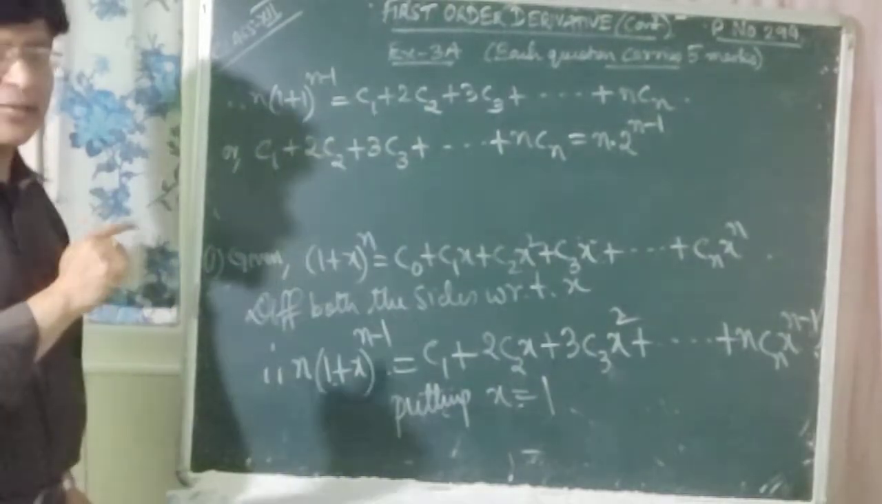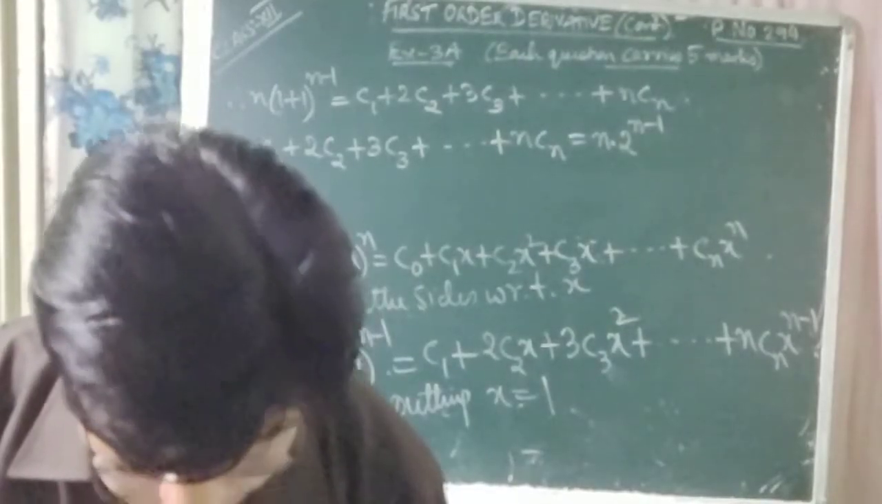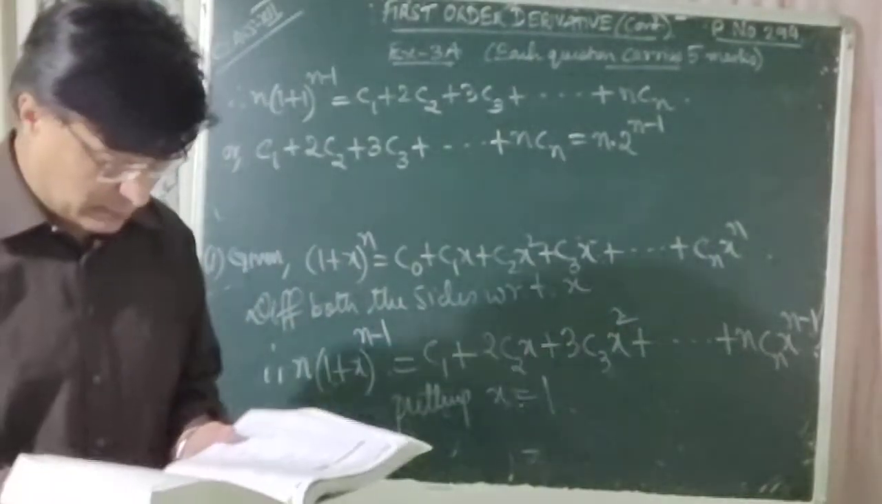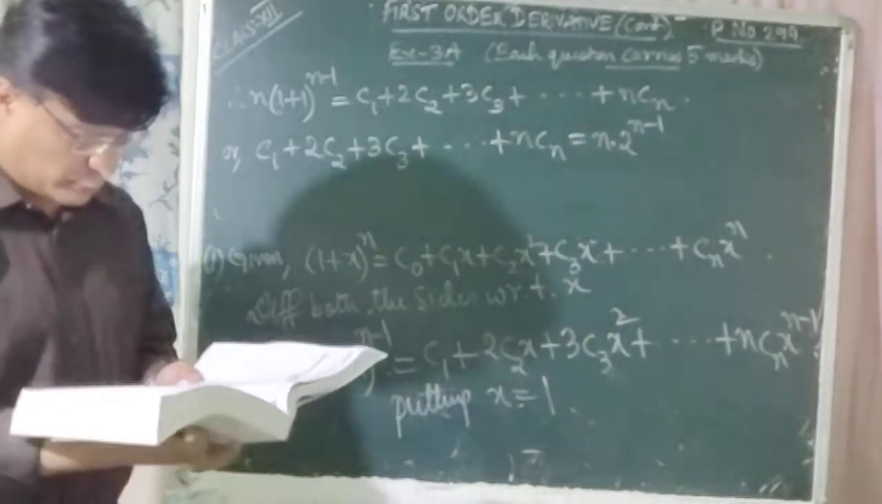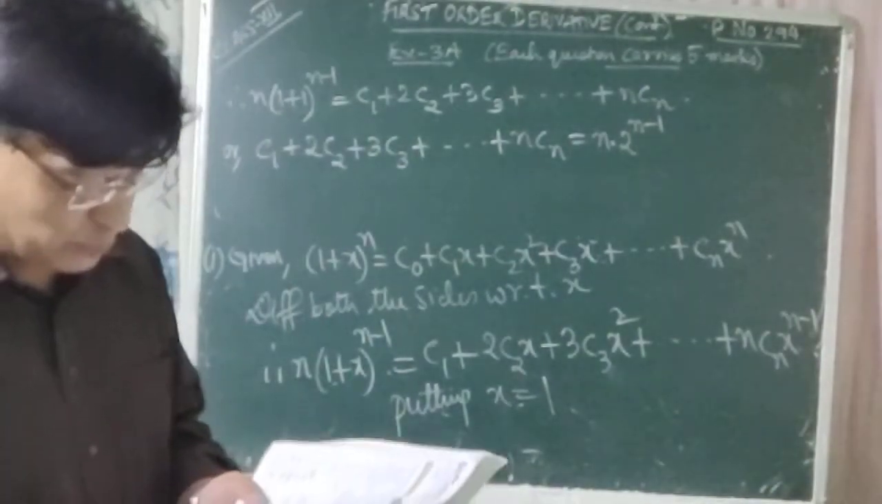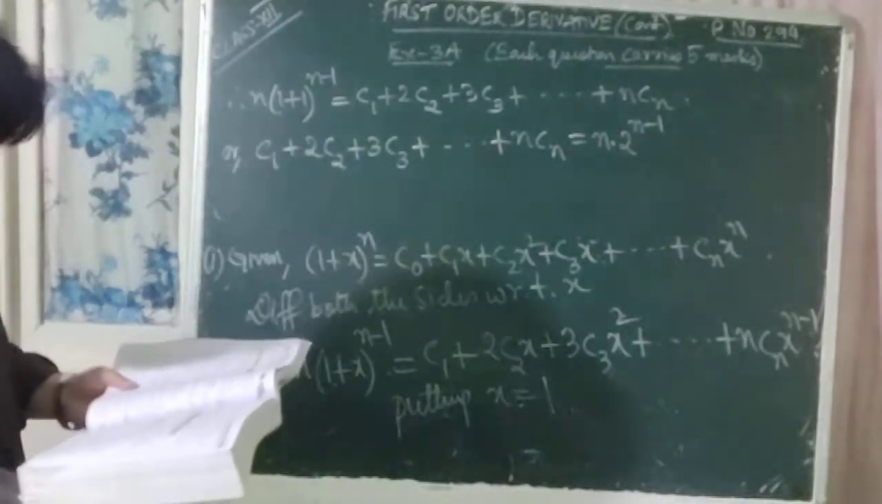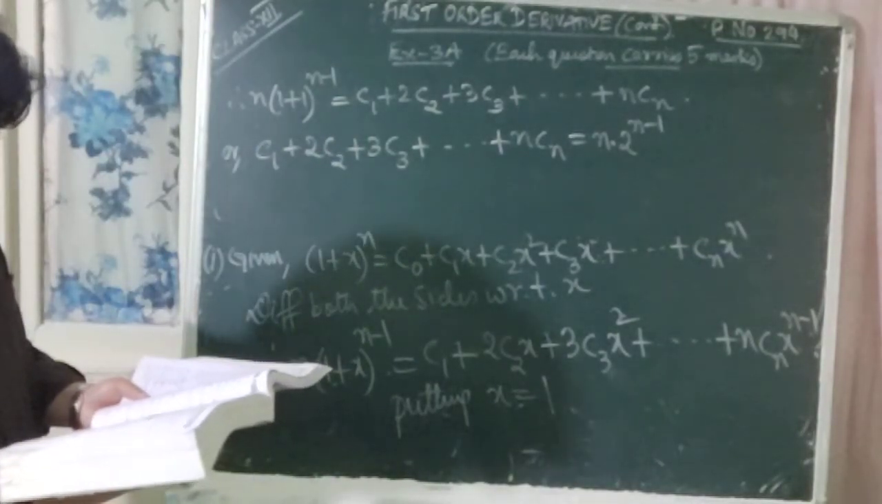But we are not getting the answer. Right. So there is a different answer out there. You have to prove that. In 16 number 1, you have to prove that c0 plus 2 into c1 plus 3c2 plus ... plus (n plus 1) cn is equal to (n plus 2) into 2 to the power n minus 1.